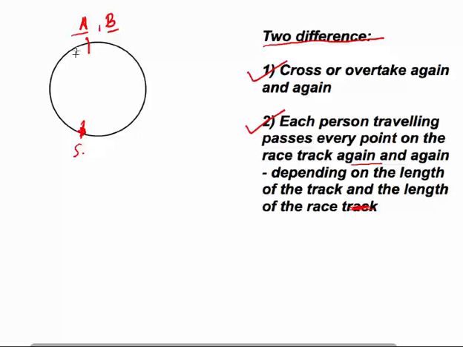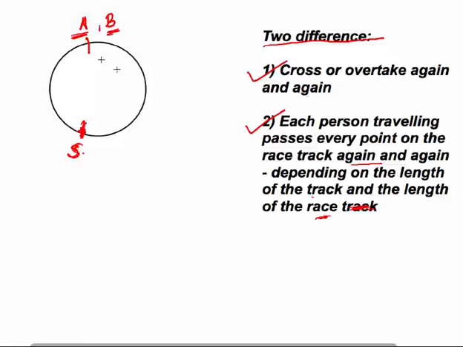So, in case of a circular race, we have people moving around a closed circuit or a circular race course, and generally there are two differences that we will come across when we solve problems on circular races. Number one, each person traveling passes every point on the racetrack again and again. That means if these two people, A and B, move around this circular racetrack, then they will pass through this point S again and again. Now, this depends on the length of the track and the length of the race.